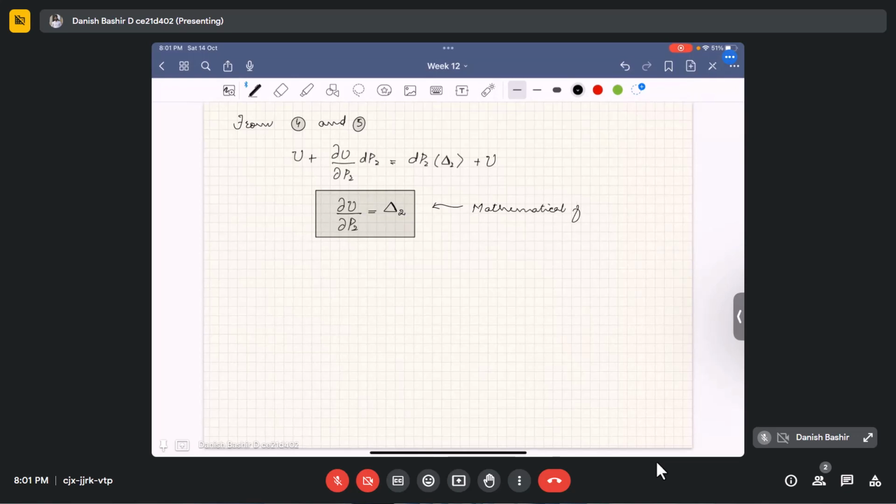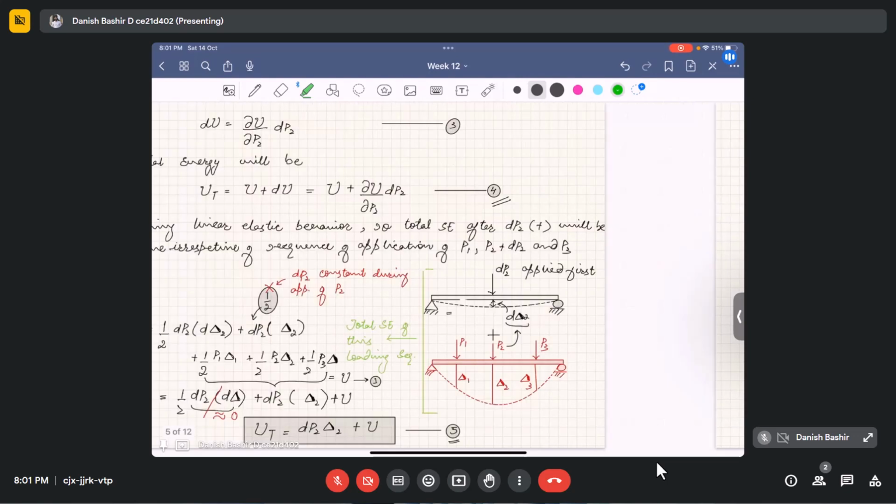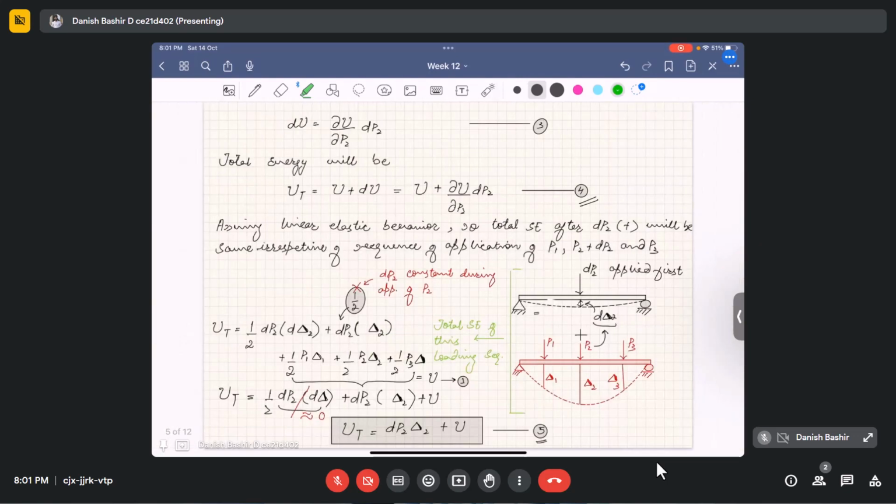This is the mathematical form of Castigliano's second theorem, CST. Hope this concept was clear to you. Now we can see its application. How can we apply Castigliano's second theorem for the deflection in trusses, beams, and frame structures?